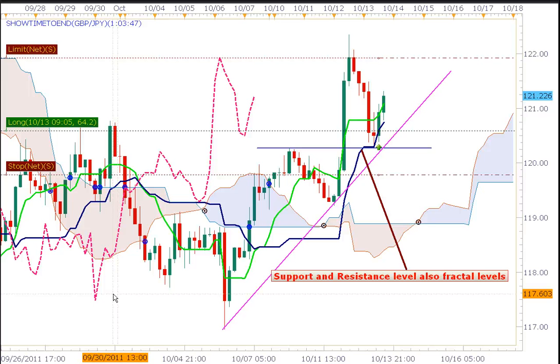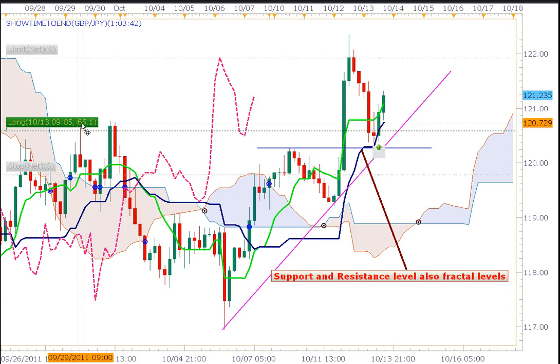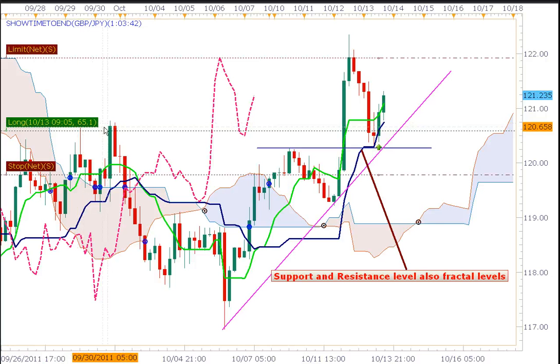Alright traders, I'm back with another video and another live trade that is happening as we speak, and right now it's profitable for 64 pips, 65 pips. Again, it's using the Ichimoku system, and I'm using support levels along with fractal levels, which are also support levels, and trend lines.